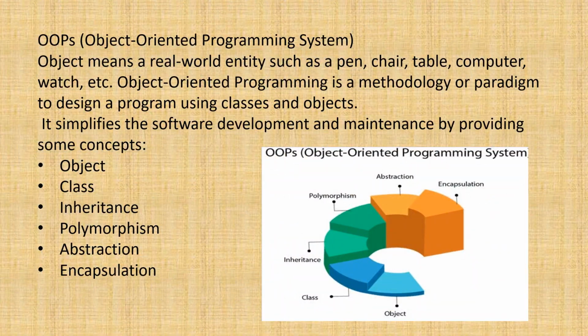OOPS, Object-Oriented Programming System. Object means a real-world entity such as a pen, chair, table, computer, watch, etc. Object-oriented programming is a methodology to design a program using classes and objects. It simplifies software development and maintenance by providing some concepts such as object, class, inheritance, polymorphism, abstraction, encapsulation.